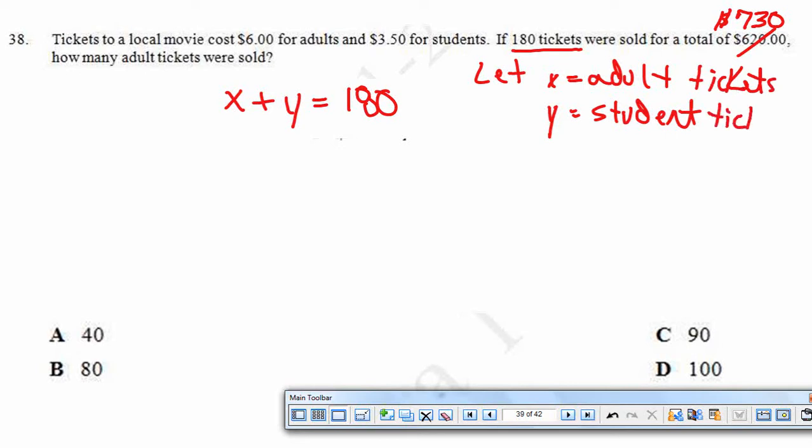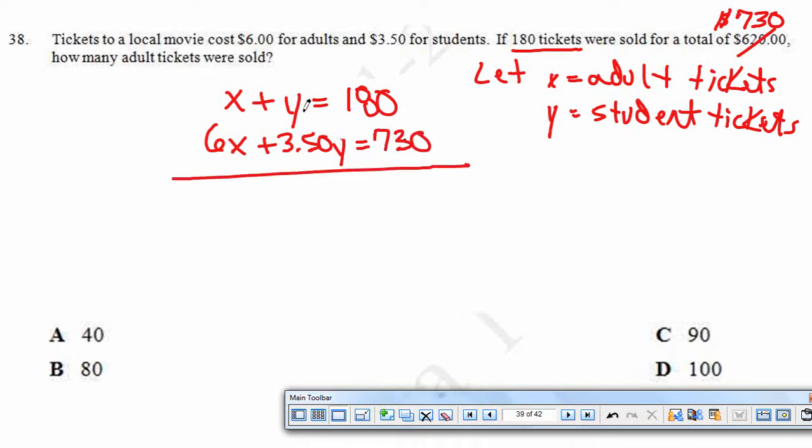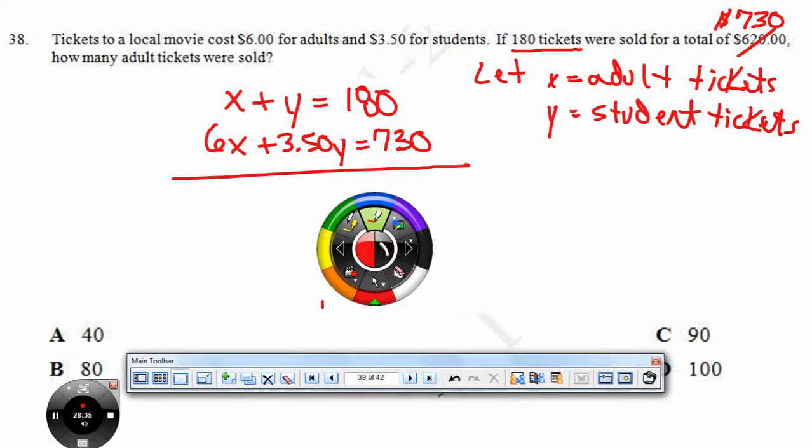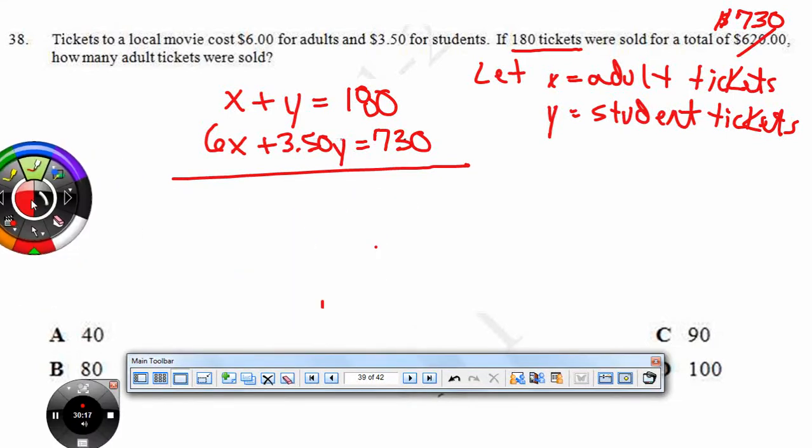Okay, the first equation would be $6 times the number of adult tickets plus $3.50 times the number of student tickets equals the total new dollar amount, $730. If I want to solve this, I've got to use either substitution or elimination. So I would use elimination.